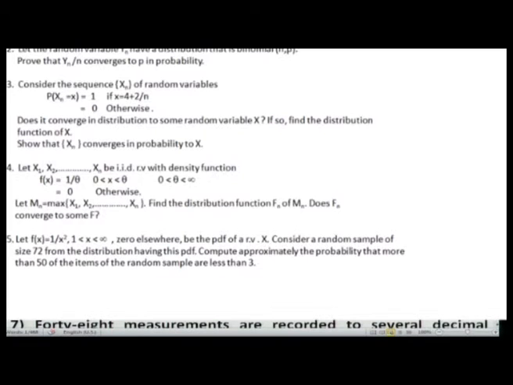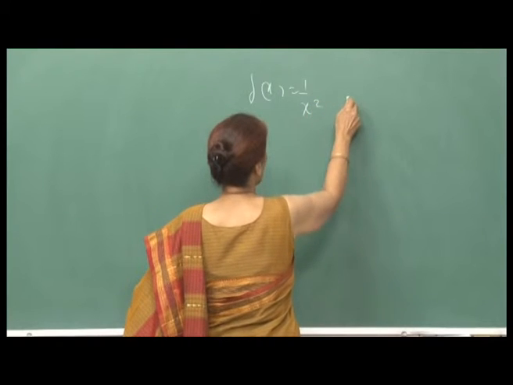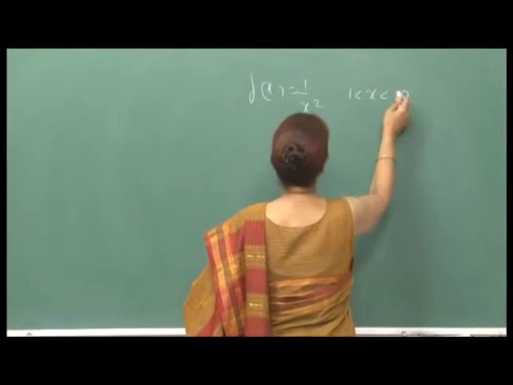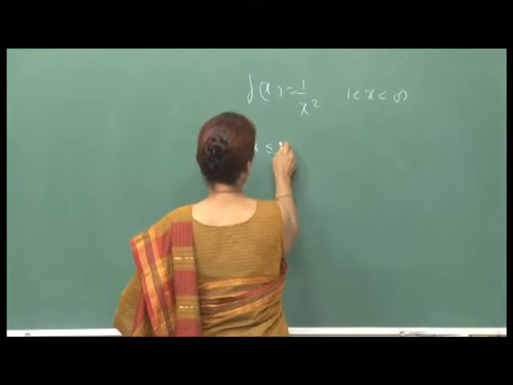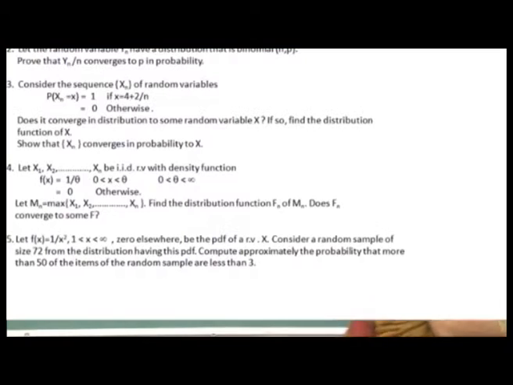The thing is, I have included this problem because there are 2 steps. First, you want the probability that more than 50 of the items of the random sample are less than 3. You are given that f(x) is 1 by x square, for 1 less than x less than infinity. So, you want to find the probability x less than or equal to 3. This is the problem.